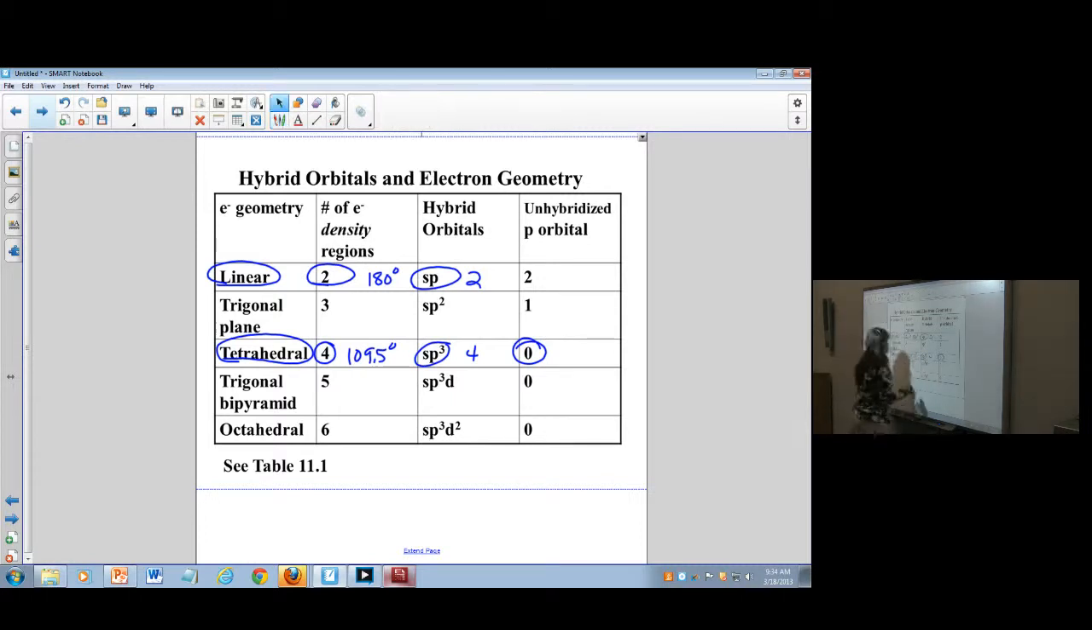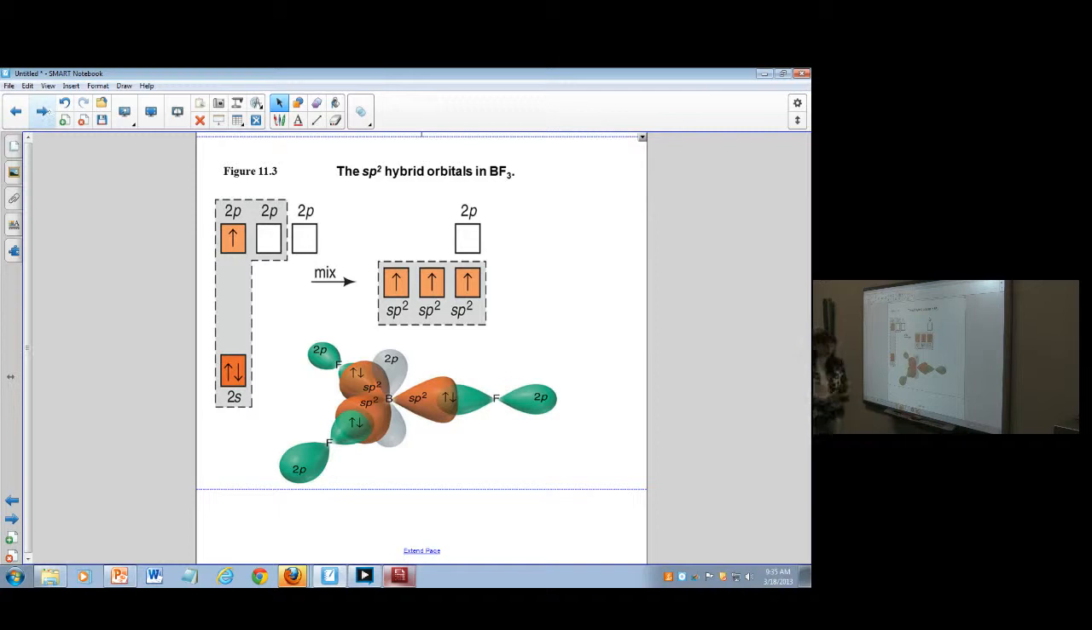Now, I'm going to go through trigonal planar, trigonal bipyramid, and octahedral relatively quickly here, and then we'll come back. I would suggest you pretty much know these, this little table. It should help keep things relatively straight in your mind.